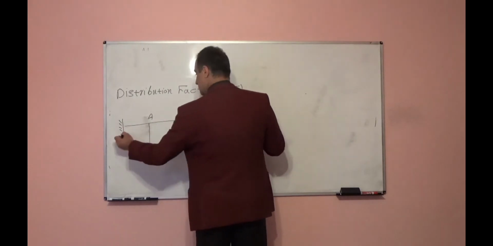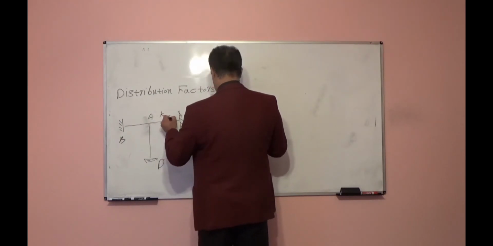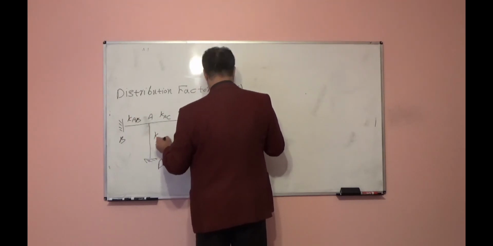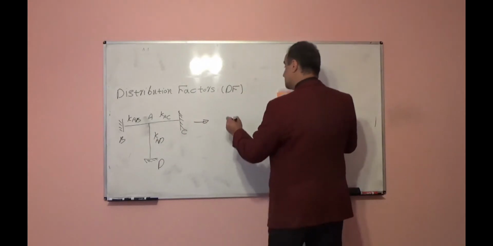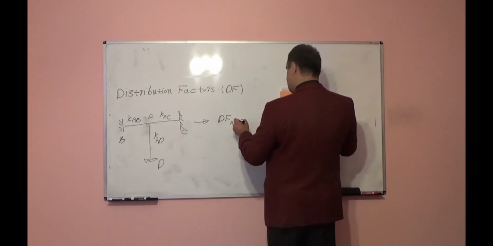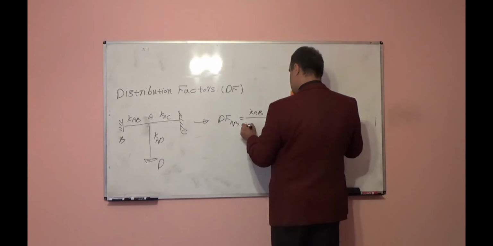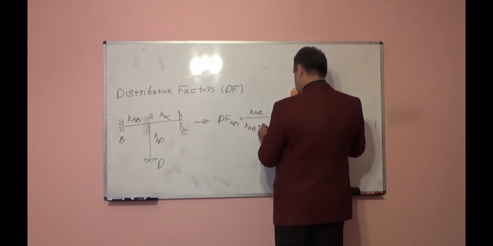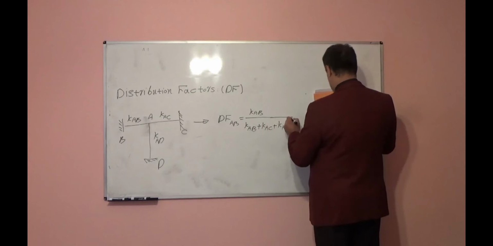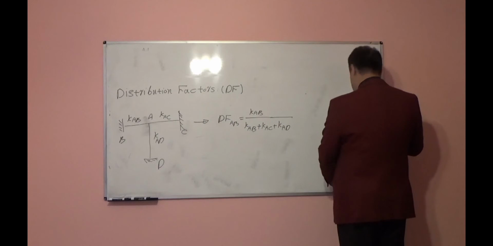For example, if our frame is like this: A, B, C, D, with KAC, KAB, KAD. Here the distribution factor for member AB will be KAB divided by KAB plus KAC plus KAD. The distribution factor for the other members you can calculate in a similar way.